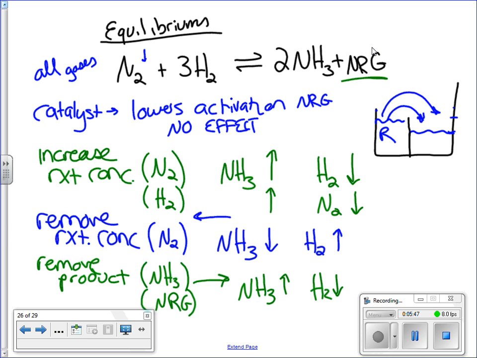So that means my H2 is going to go down, and my N2 is going to go down. They're going to be used up so they can produce more product to reach a new equilibrium. Okay? That's removing product. Increasing a product concentration is going to cause it to shift back towards the reactants. So if you increase on either side, it's going to shift to the opposite side. If you decrease on either side, it's going to shift to that side, to the side that you decreased on.